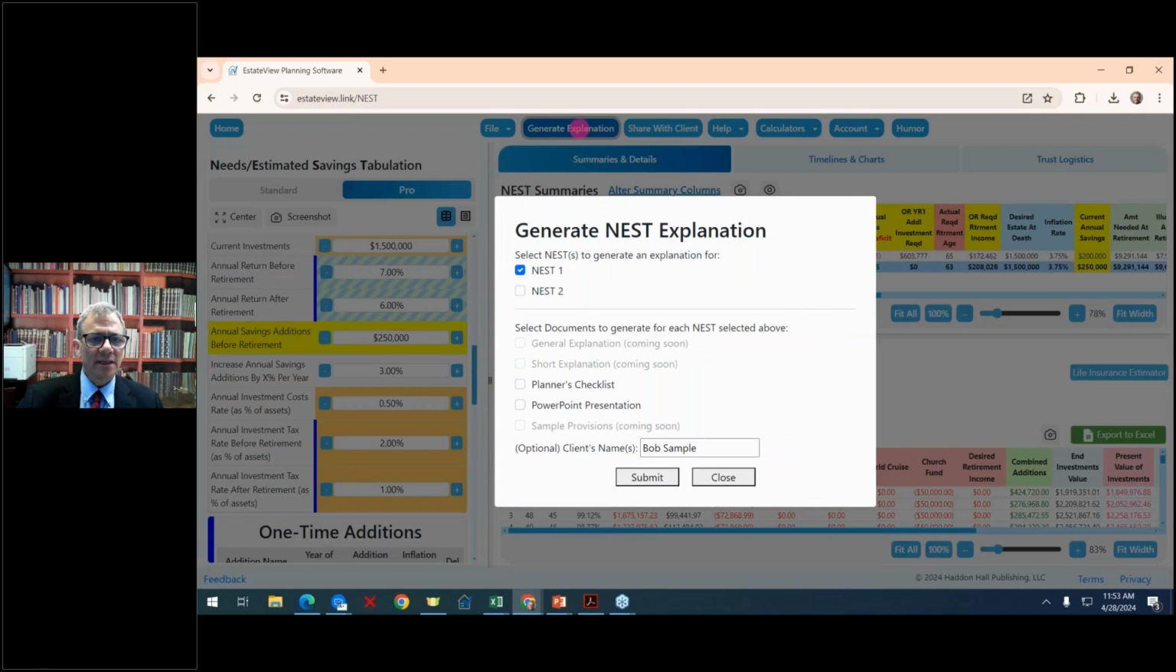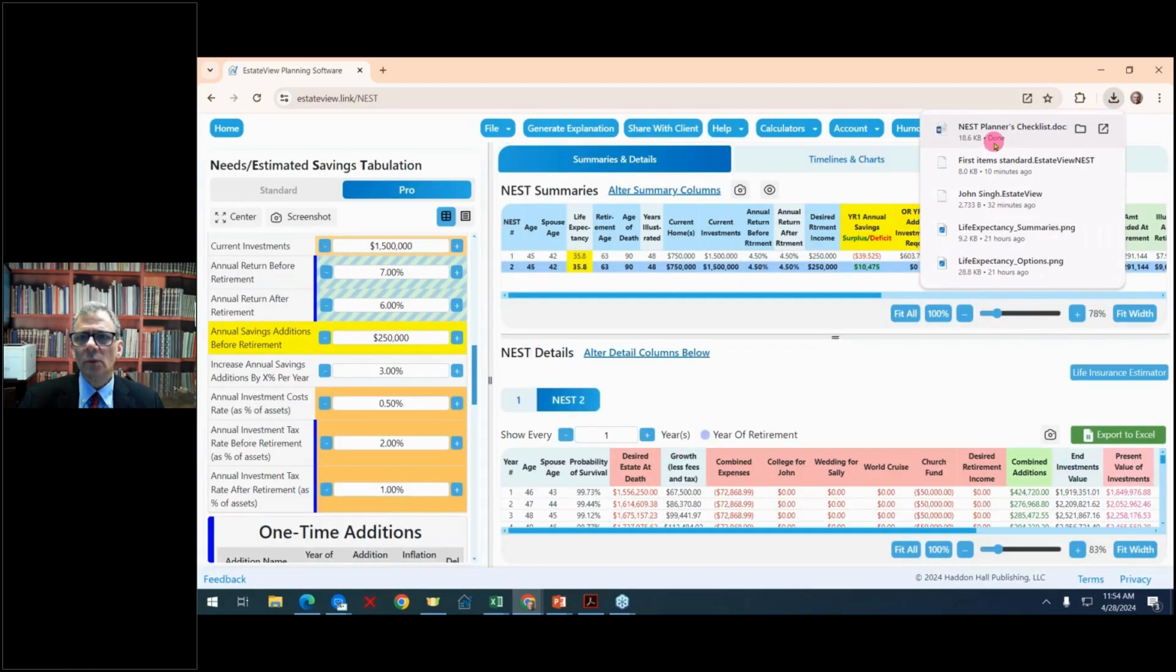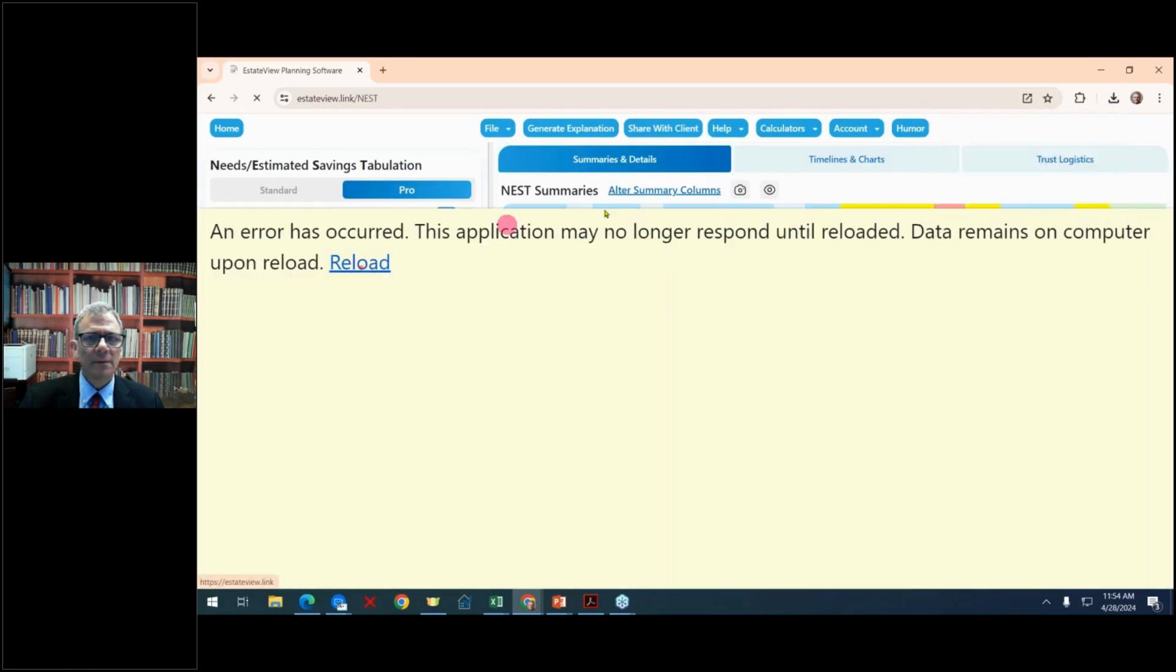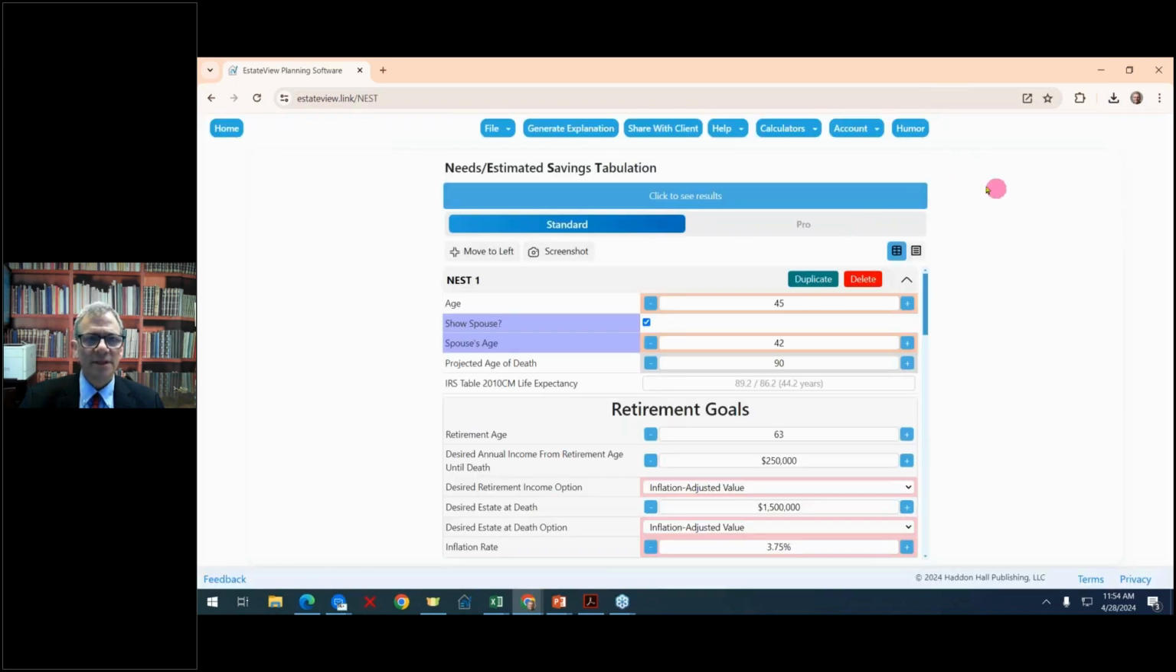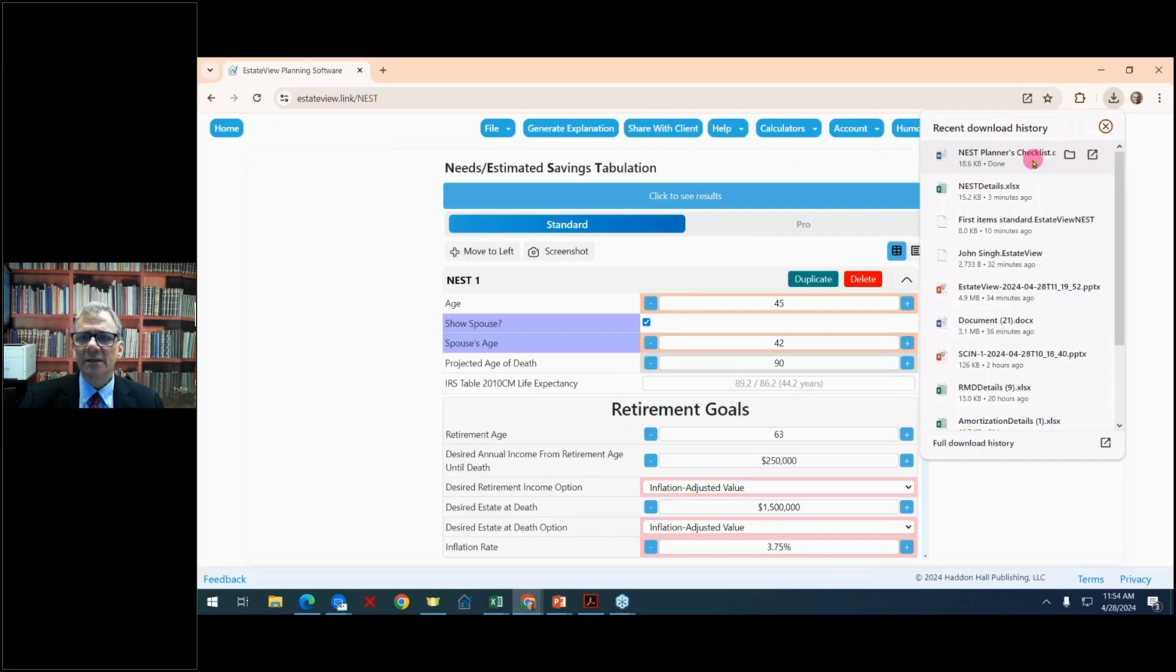When I generate client explanation letter, I can watch the two nests. I can click on PowerPoint presentation, planner's checklist, put in the client's name, Mary and John, click on submit, and then there's my checklist. There, I'll reopen this. There's my checklist, there's my details, and a PowerPoint as well. So that is the Nest calculator.